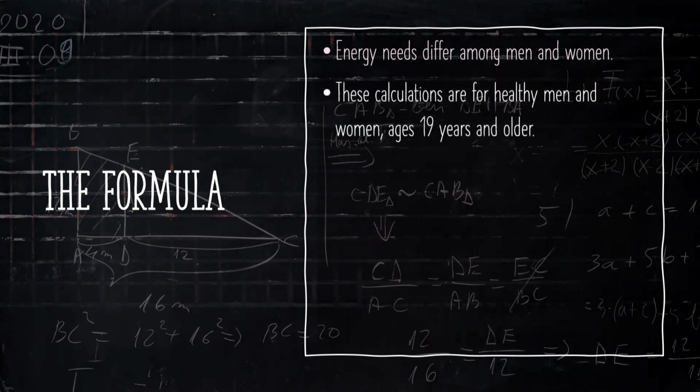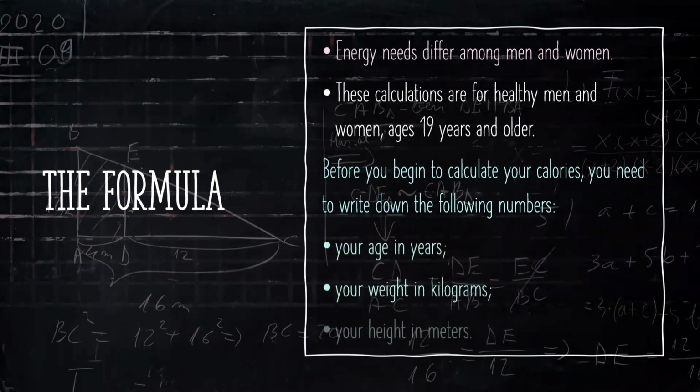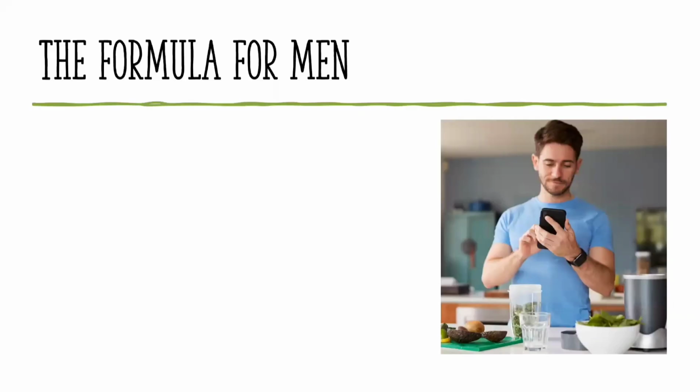These calculations are for healthy men and women ages 19 and older. Before you begin to calculate your calories, you need to write down the following numbers: your age in years, your weight in kilograms, and your height in meters. Now let's look at the formula for men. Pause the video to calculate these numbers.